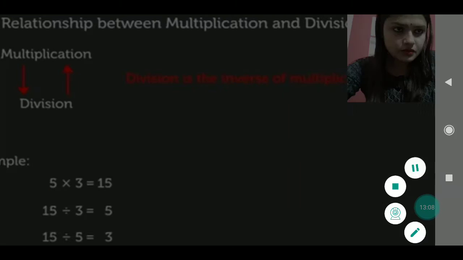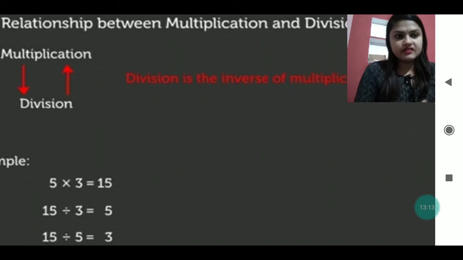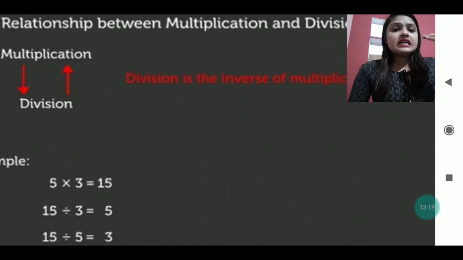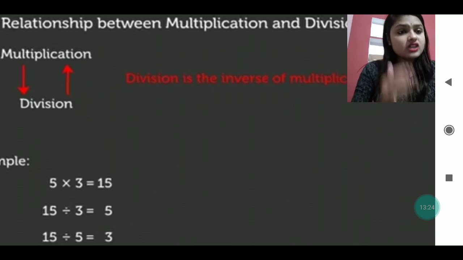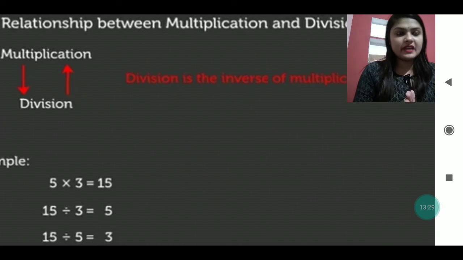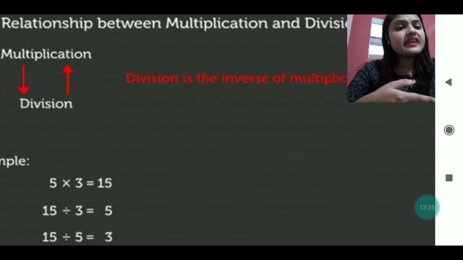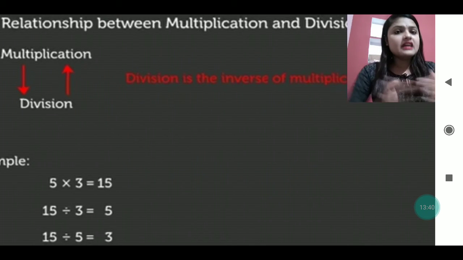Now see what is written next: relation between multiplication and division. The relation is that division is the inverse of multiplication. Inverse means opposite. Division is just the opposite of multiplication. In multiplication we were doing repeated addition, whereas in division we do the reverse, subtracting the numbers again and again.